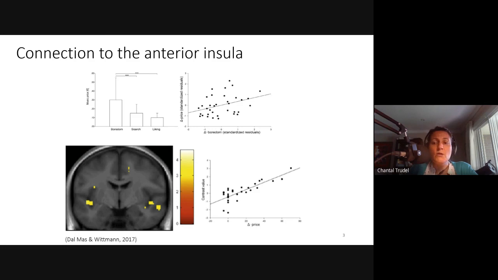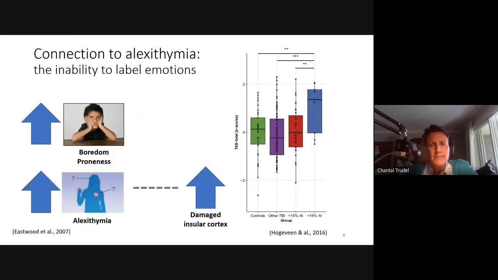Looking at this research on our own, we see that boredom and engagement seem to have opposing effects on the anterior insula. It is down-regulated when you're bored and up-regulated when you're trying to get away from that boring situation. We found this interesting and felt we needed to take a closer look. So the insular cortex and its link to boredom was the first piece of data that pointed us towards looking at interoception. The second one was the connection between boredom and alexithymia, which was mentioned by Joseph earlier in the chat.